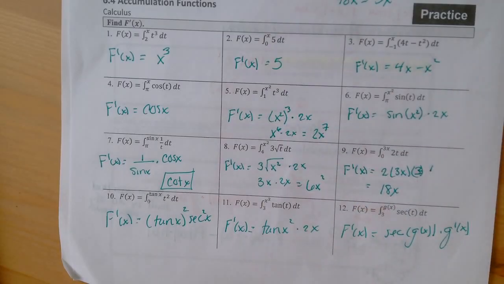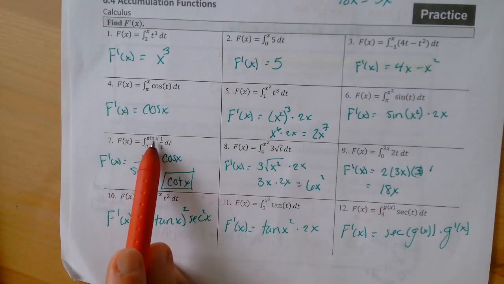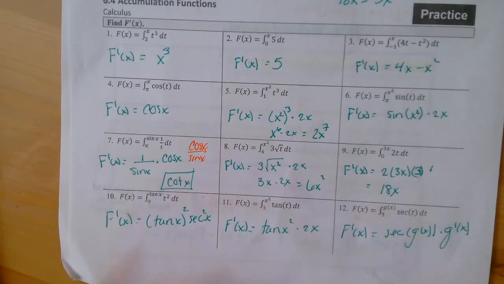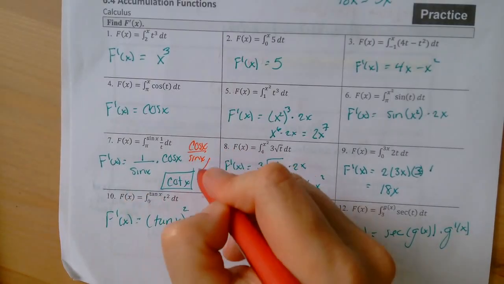Again, I'll let you look at them, compare, pause it, see what you see. 7 perhaps, I plugged in the sine. The derivative of sine is cosine. So I am getting cosine over sine. So again, that wouldn't be a choice. We'd have to recognize that as cotangent.